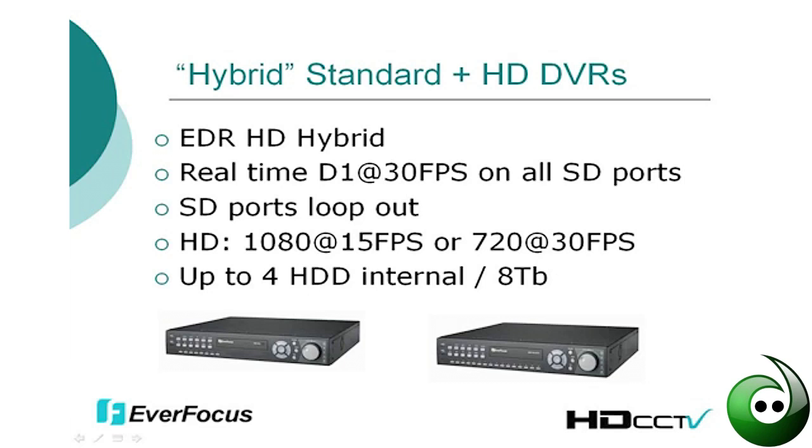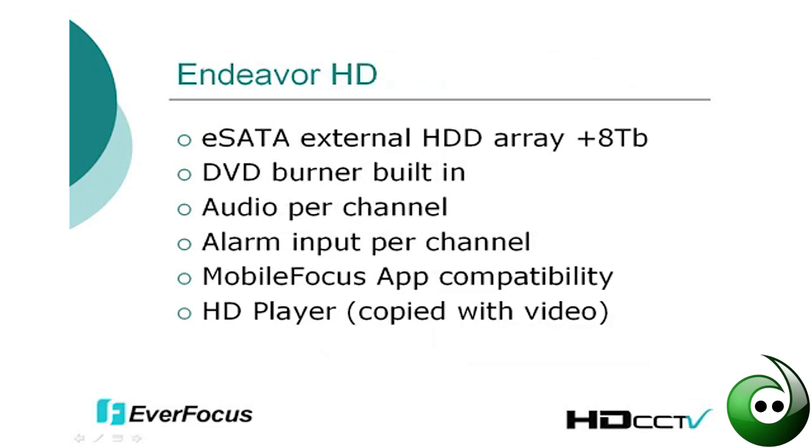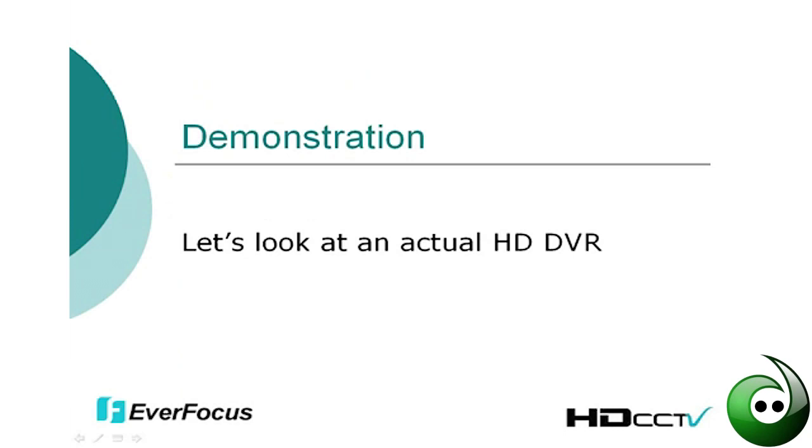You can have up to 4 hard drives internal, which means you can run these up to 8 terabytes. You can add our eSATA external EDA450 array and add another 8 terabytes for a max of 16. DVD burner is built in. There's audio per channel, alarm input per channel, compatibility with our mobile focus app, and it uses the same HD player to play back recorded video that you copy off the DVR. This is a point where we can break out to a demonstration and look at actual performance from an HD DVR.